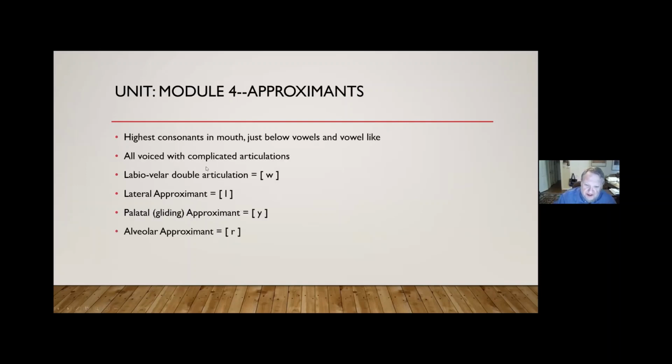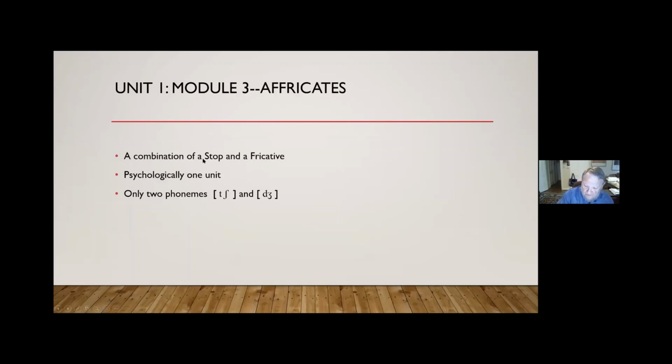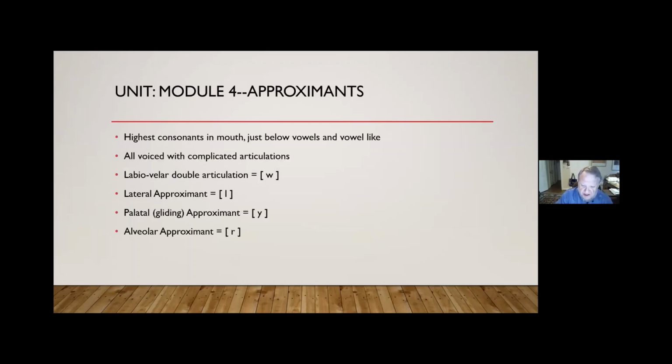The final choice deals with approximants. So we started at the top of the mouth with stops, where the air was completely stopped. Then we dropped down to fricatives, where the air was squeezed significantly. Then we found that you could combine a stop and a fricative for affricates. The most complicated of all these consonants are the approximants. Approximants, as the name kind of indicates, are approximately in the middle of the mouth. They're the highest consonant just above the vowels.